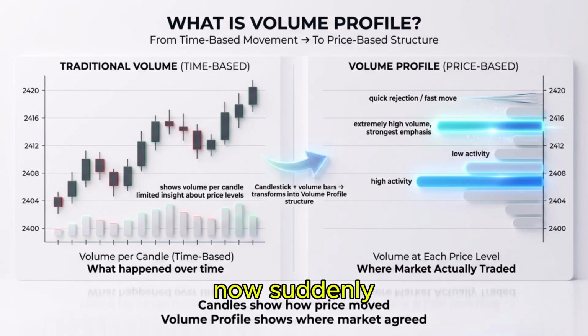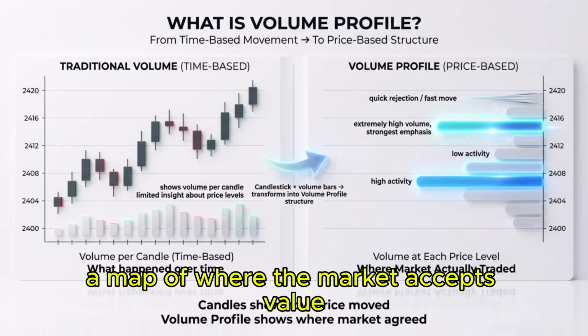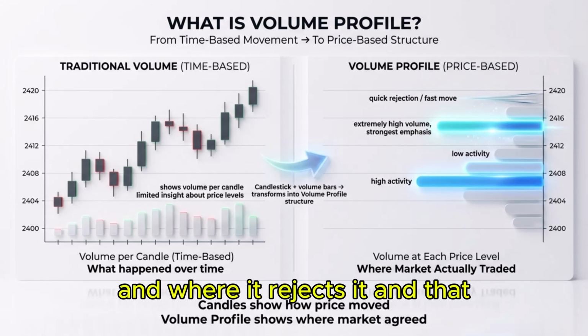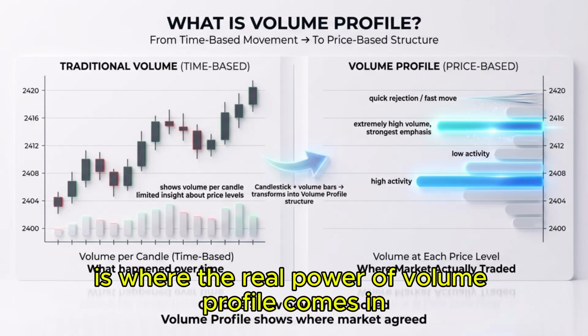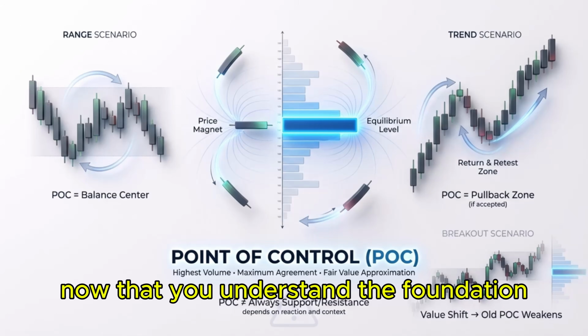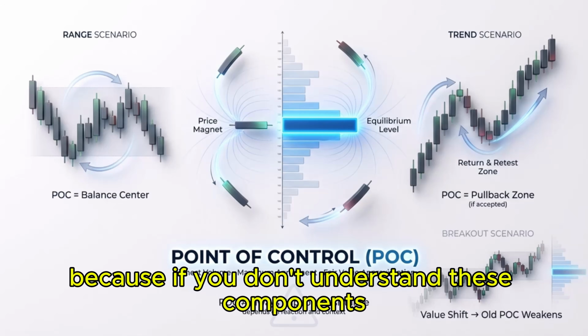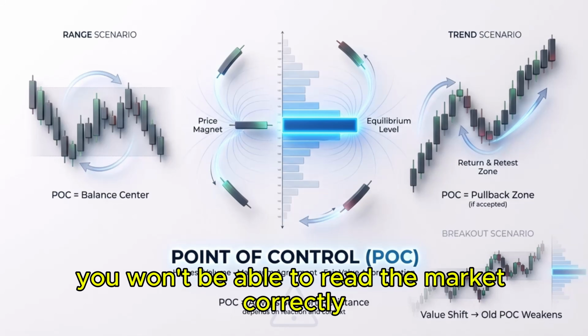Now suddenly, the market is no longer just movement. It becomes a map of where the market accepts value and where it rejects it, and that is where the real power of volume profile comes in. 4. Basic structure of volume profile. Now that you understand the foundation, let's break down the core structure of volume profile. Because if you don't understand these components, you won't be able to read the market correctly.